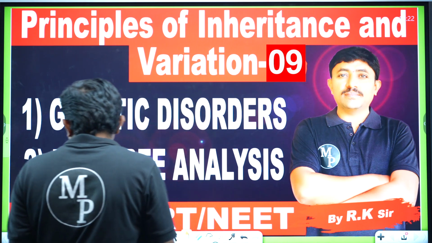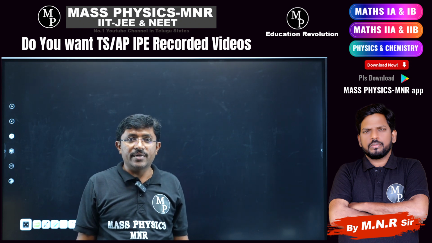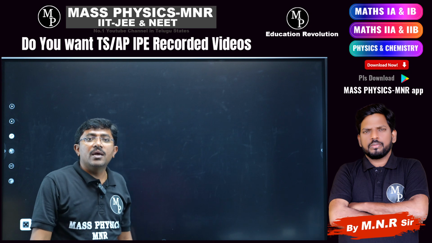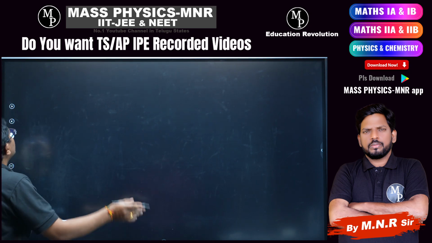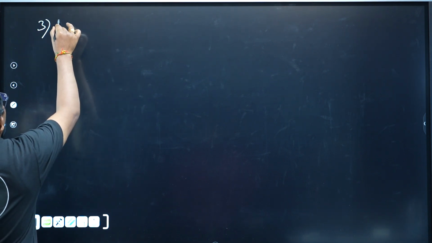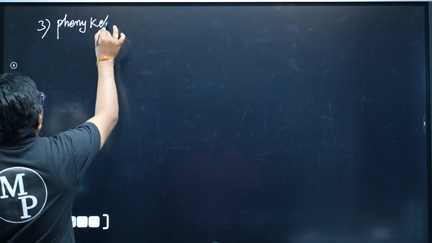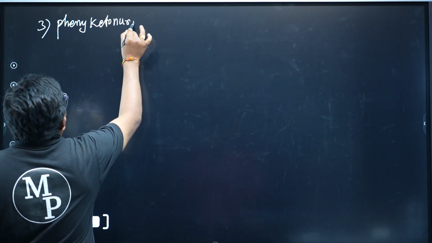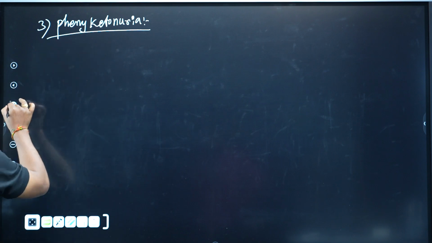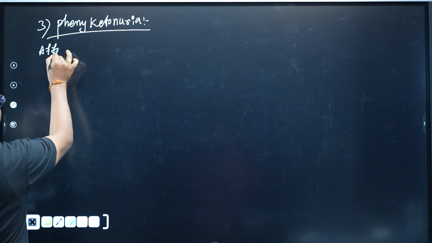In the previous class, we discussed up to thalassemia, which is an autosomal recessive disorder. Next, the third disorder in this is phenylketonuria. In phenylketonuria, the affected gene is present on the 12th pair of autosomes.